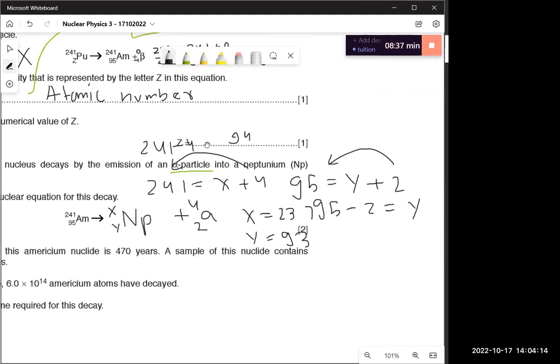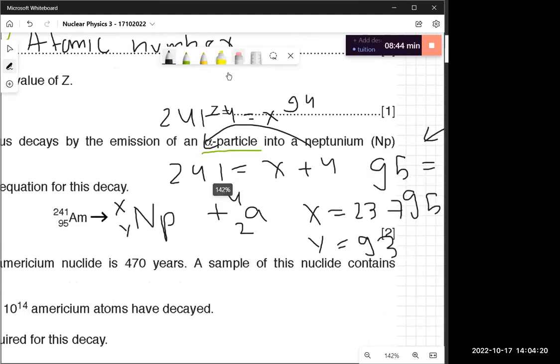241 minus 4 is equal to X. Fine. Now 93 and 237. Therefore, I'll just replace this X and Y here and write 237 and 93. Shreya, your answer is correct.